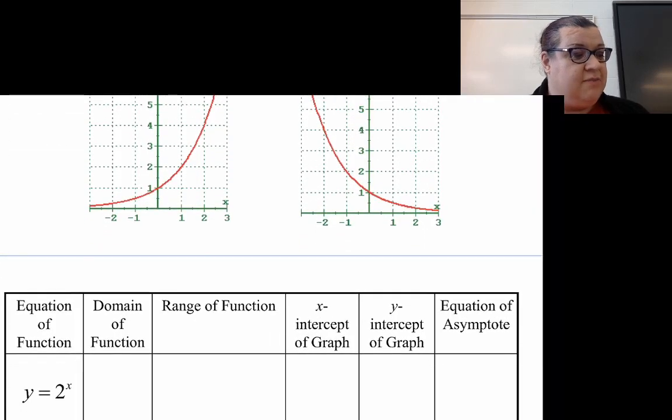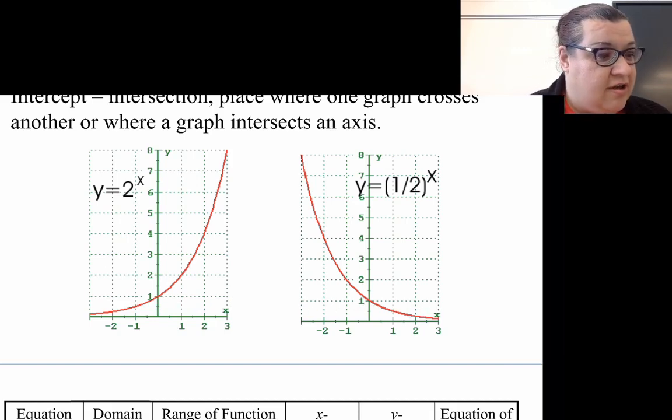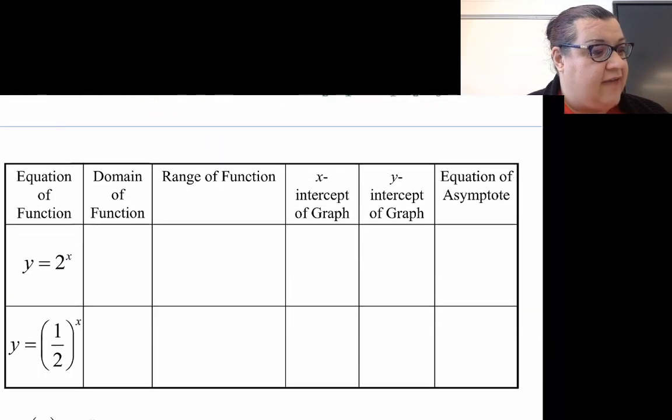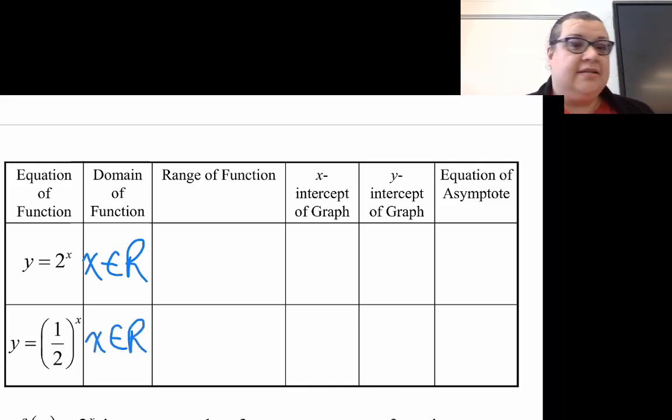So what is the domain of both of these functions? Well, as we can see, there is no limit to the x's we could have, right? X can be any real number on both of them. There's no restriction on the x values. So for both of these, our domain is that x can be any real number, or the way we write that again is with that symbol for element. So x is an element of the reals.